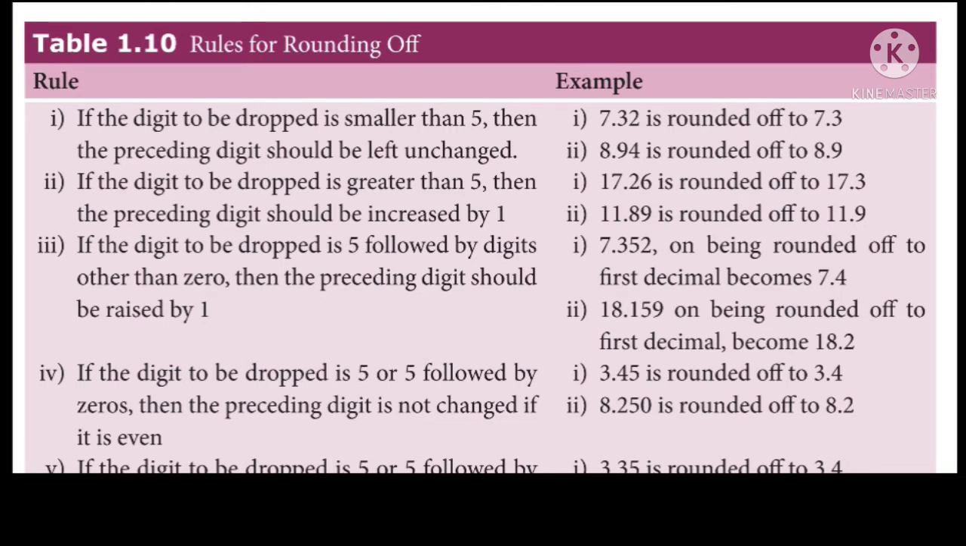Look at the next example, 8.250. In this number 0 is less than 5, so leave it, and the next number 5 is equal to 5, and check the previous number whether it is even or odd. Here the number 2 is an even number. So if it is an even number, we have to write this number as it is. Hence after rounding off the given number, we will get the result as 8.2.